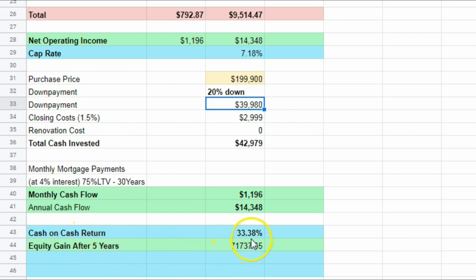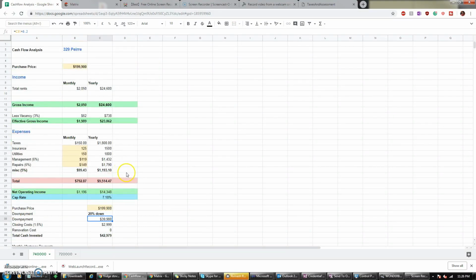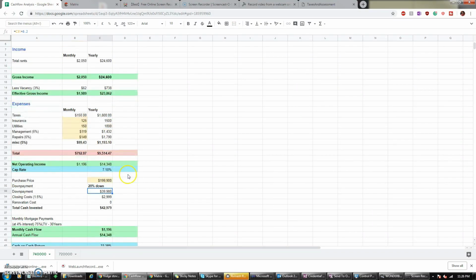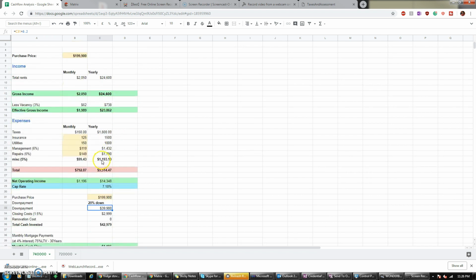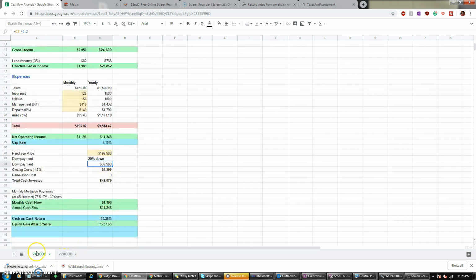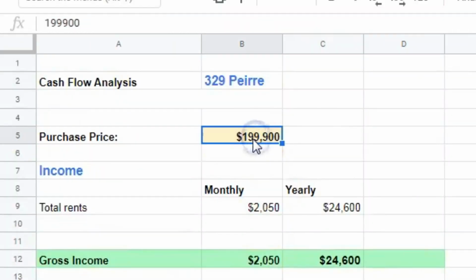So total cash on return is 33%. This is my quick cash flow analysis, and this is a cash flowing property. If it is cash flowing, I'll go for it. And if it doesn't, then I'll check out where it will make sense to me. I'll just change the price.